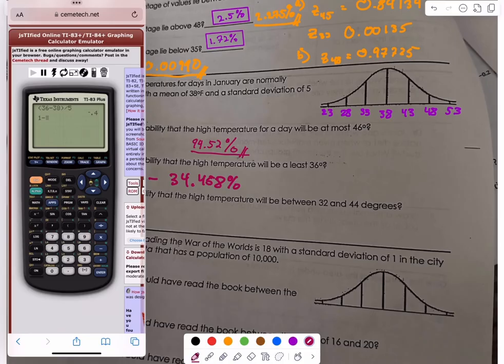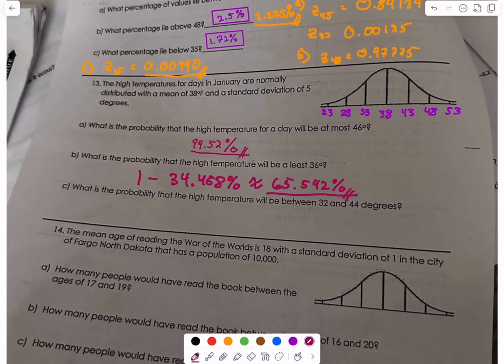One minus 34.458. And I guess in this way I'm writing it, I need to put 100 or move my decimal. Okay. So we're getting approximately 65.542%. Okay.